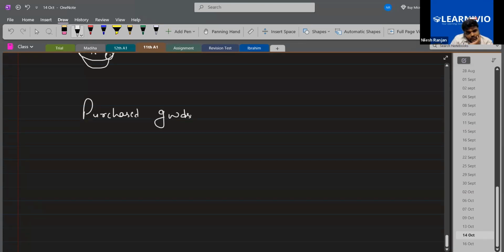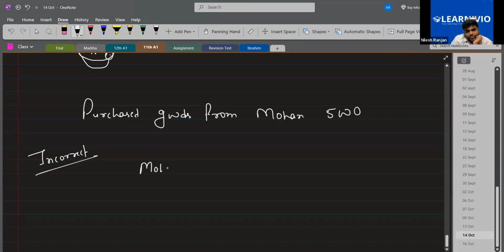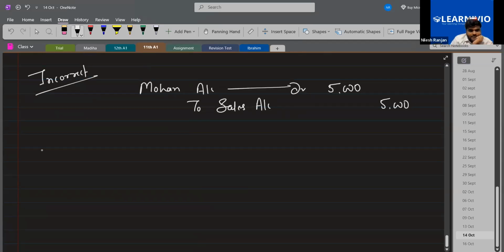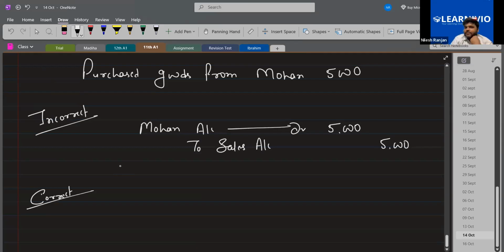Purchased goods from Mohan 5,000. Again, I'm taking this example. But now the incorrect entry is Mohan account debit to sales account. So what should be the correct entry? Madhya, you tell me. So it will be purchase account debit to Mohan account. Okay, purchase account debit to Mohan account.